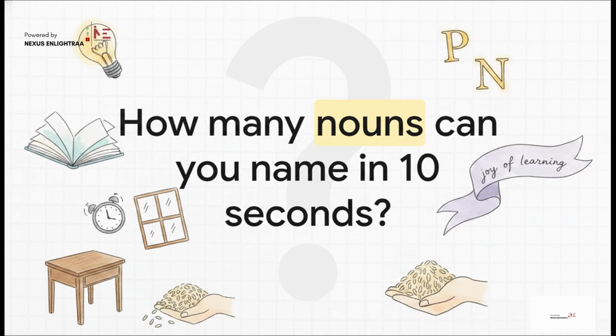We have covered so much ground today. We figured out that everything has a name, and those names are called nouns. We learned about proper nouns with their big capital letters, abstract nouns that we can only feel, uncountable things like rice, and how to magically change one thing into many.